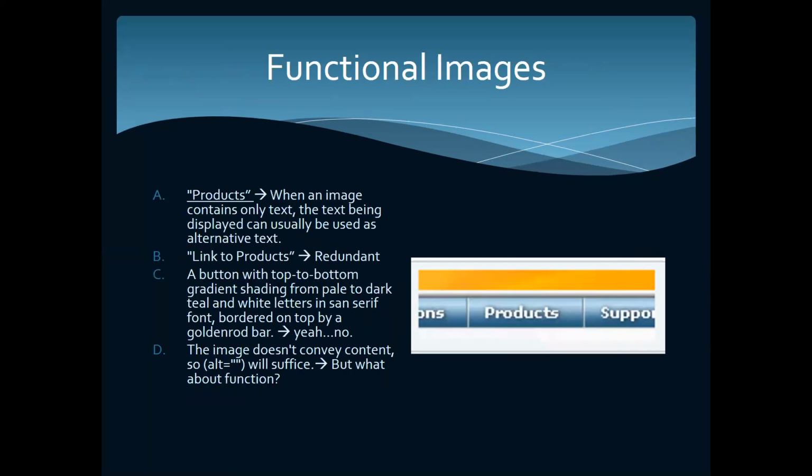In this case, we think option A is the best answer. Option A, products, provides both the content and the function of the image. The image displays the word products, and it also is a link to the products page on the site. The image will be identified by the screen reader as being within a link. So "link to" is not necessary, which sort of removes option B.